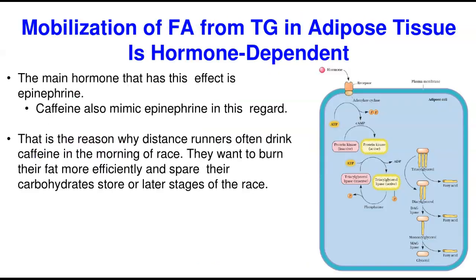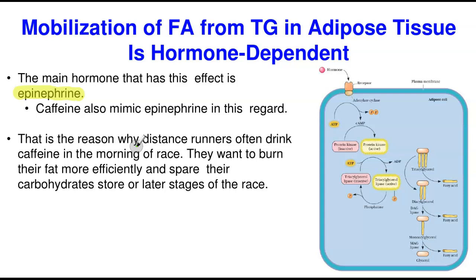Now, the liberation or mobilization of these fatty acids by lipases is highly hormone dependent, and the hormone that acts on this is epinephrine. Epinephrine, or adrenaline if you can call it that, is the main hormone that actually mobilizes or liberates this fatty acid from these adipose tissue stores. And then caffeine can also mimic this. Caffeine also induces this mobilization of fatty acid.